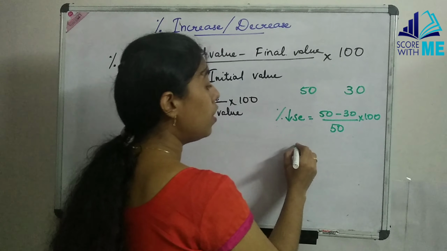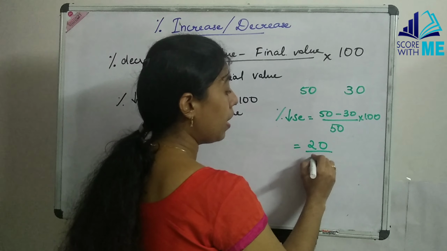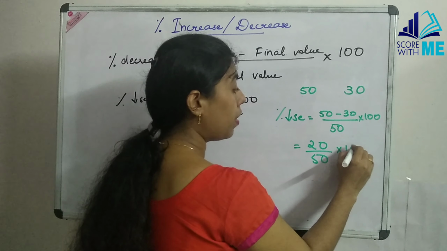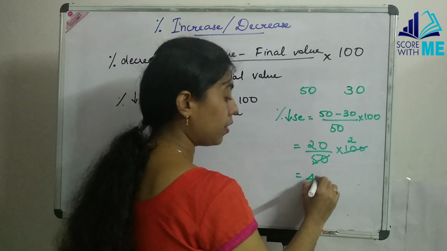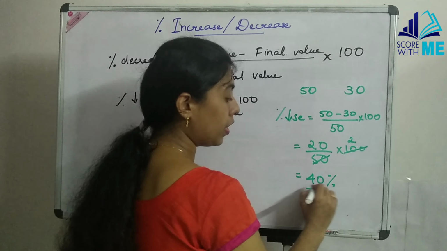As simple as that. So here you have 20 by 50 into 100. 100 by 50 is 2. So your answer is simply 40%.